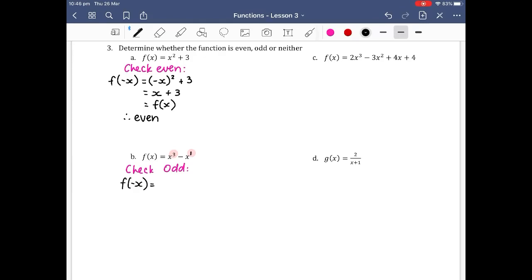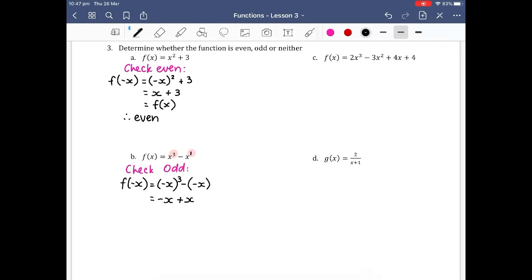How we check for even, odd, or neither, we do exactly the same. So we sub in negative x wherever we have x's. So we go, the function of negative x is negative x all cubed minus negative x. So anything cubed will stay negative, so it will be negative x cubed. And we have minus negative x, which will turn into plus x.